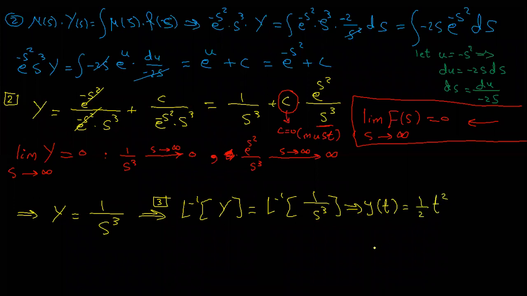Using the rule which says Laplace inverse of factorial n divided by s to the power n plus 1 is equal to t to the power n. So I missed the 2, so I multiplied and divided by 2.